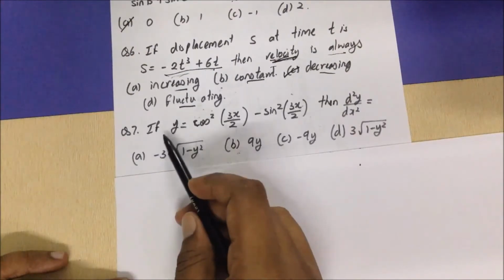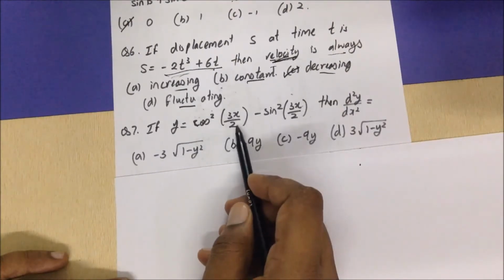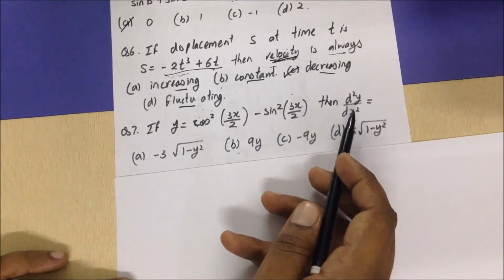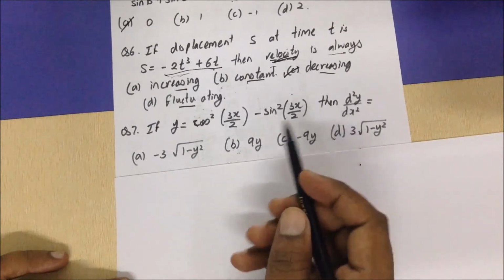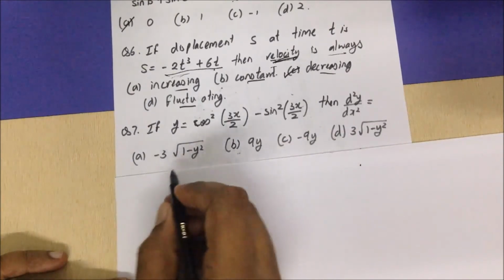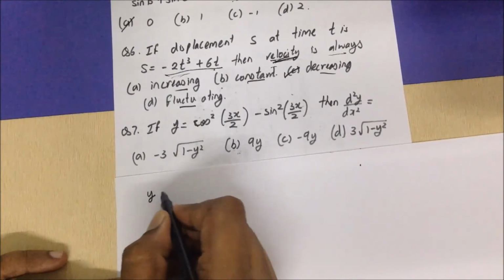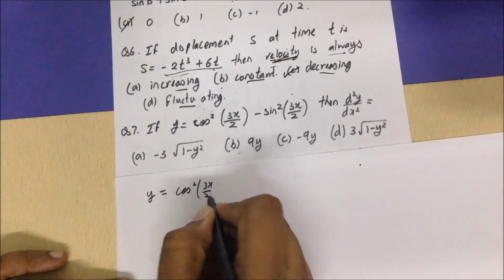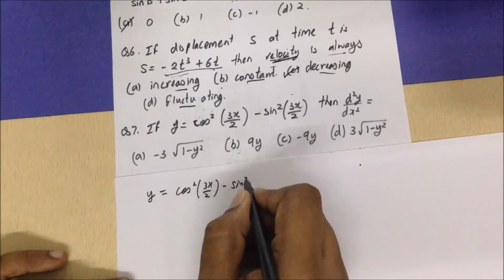Moving to the next one, we have y equals cos square 3x by 2 minus sin square 3x by 2. Then we have to find what is going to be the double derivative of this. So what you need to do is consider the equation which is given to you. So y equals cos square 3x by 2 minus sine square 3x by 2.